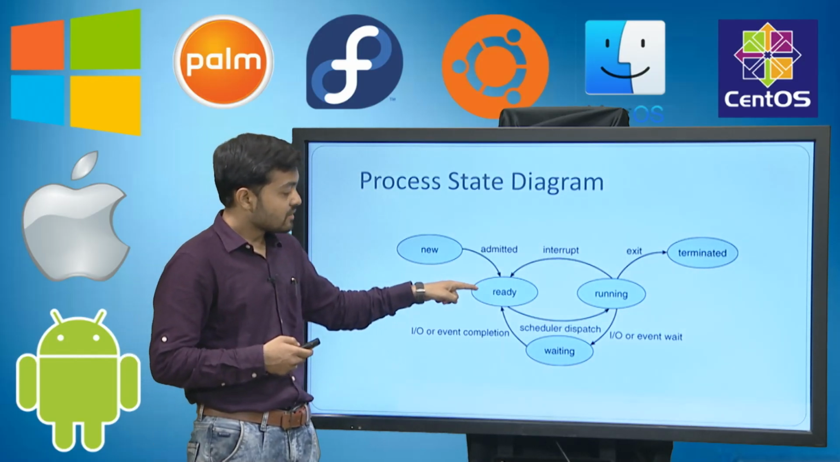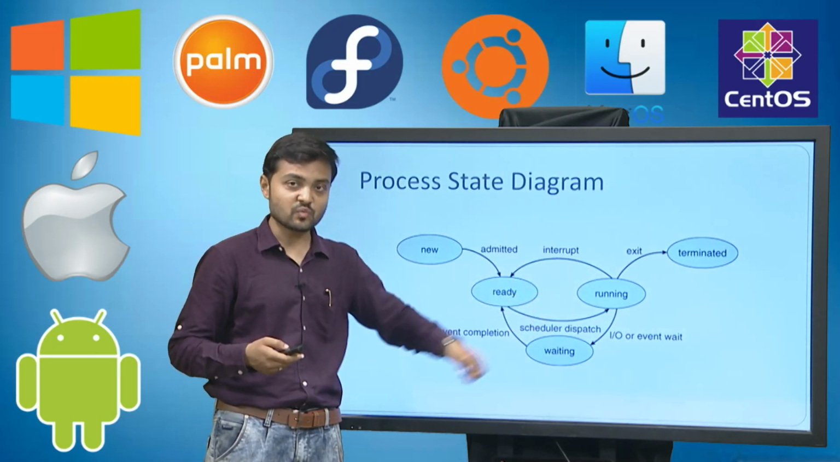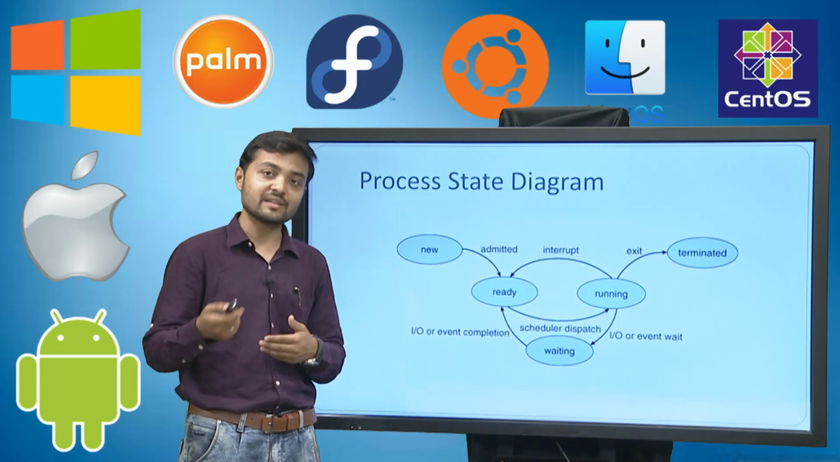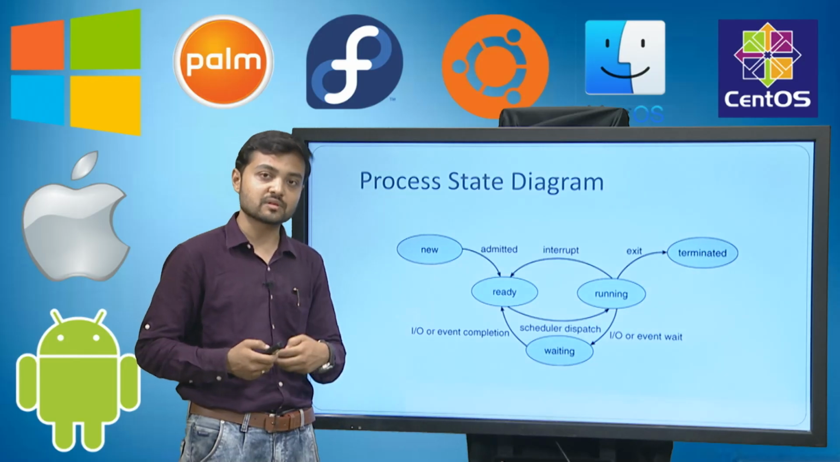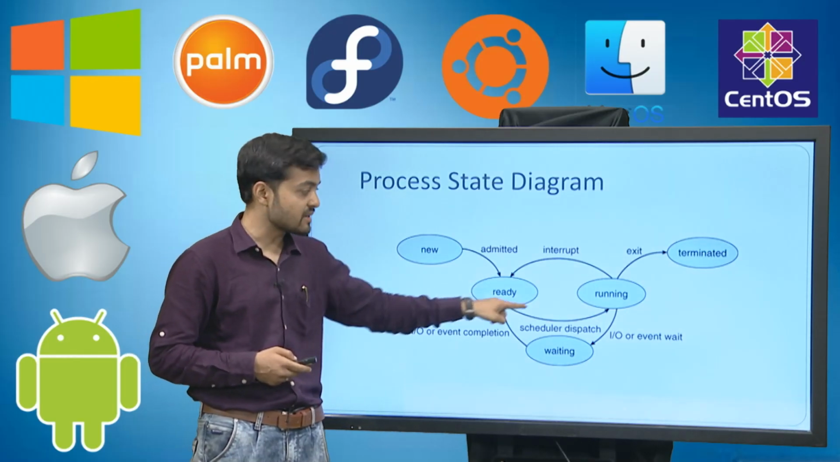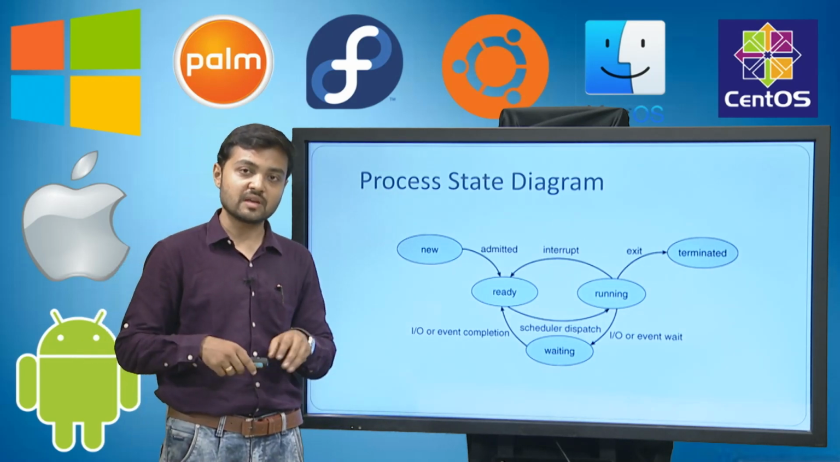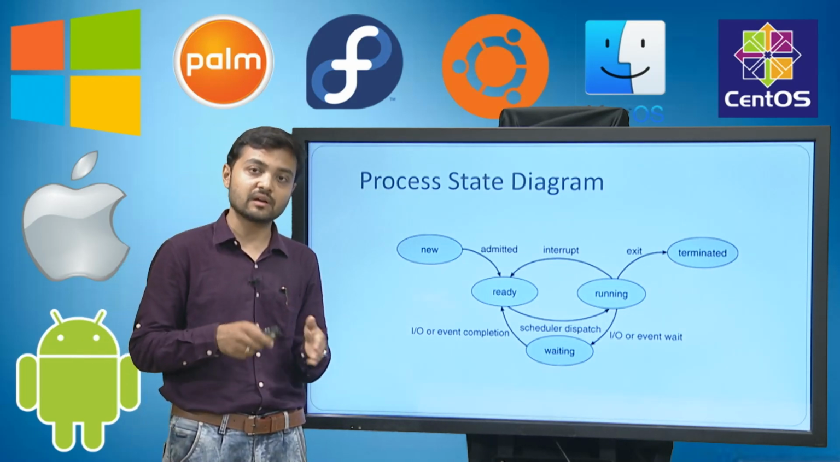When your scheduler dispatches the process, meaning the process which is inside the memory gets the processor, the state of the process will change from the ready state to the running state. And as I said, if my process is in the running state, it means it is currently using the CPU.